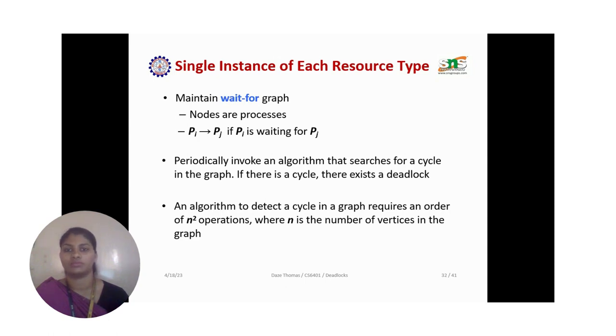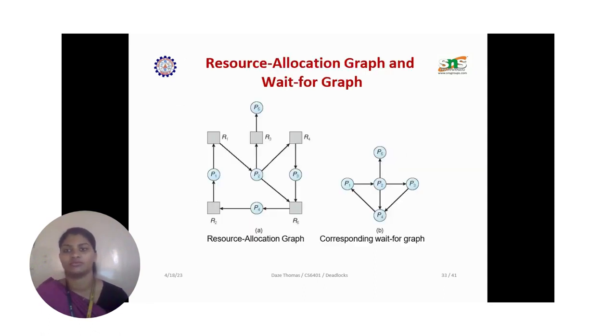Single instance of each resource type. If a resource type has only a single instance, we maintain a wait-for graph. It has nodes which represent processes, and edges from Pi to Pj indicate that Pi is waiting for Pj. Periodically invoke an algorithm that searches for a cycle in the graph. If there is a cycle, there exists a deadlock. An algorithm to detect a cycle in a graph requires on the order of n squared operations, where n is the number of vertices in the graph.